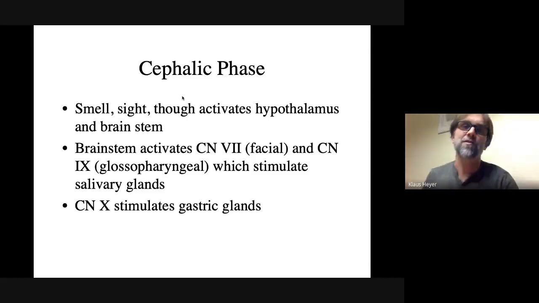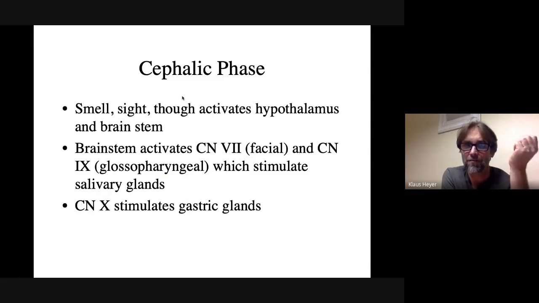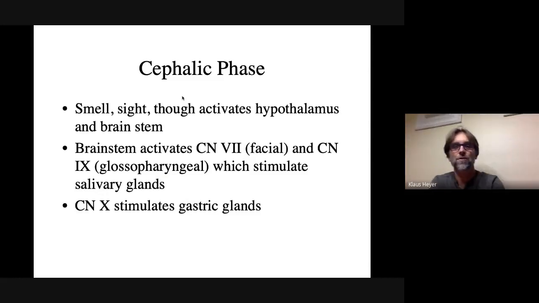So the cephalic phase starts off with thinking about food or smelling it or seeing food, and that all gets the brainstem activated. And we've got three different cranial nerves that are getting activated here: 7, 9, and 10. 10 is the vagus nerve. So we know the vagus nerve is going to continue on down, right? Because that one goes to the heart and to the lungs and to part of the digestive system. So the vagus nerve is going down to the gastric glands, right? And then you have the 7th and the 9th. The 7th nerve is the facial nerve.